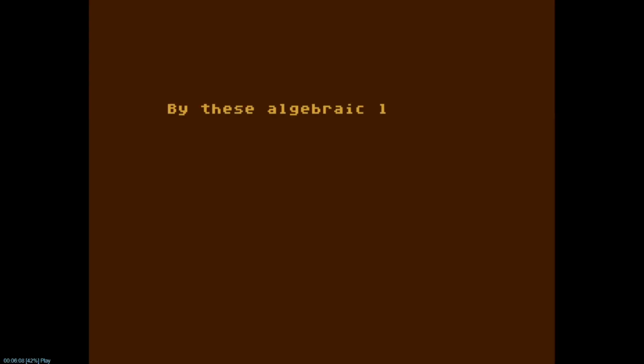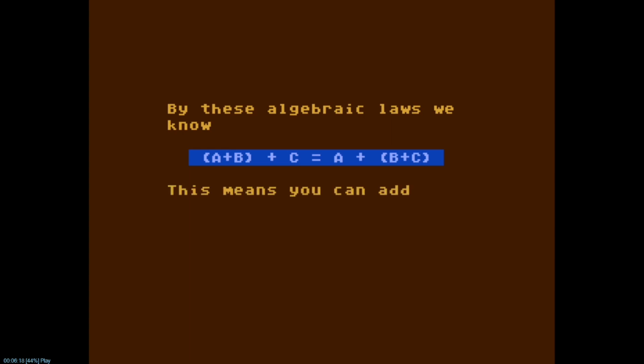By these algebraic laws, we know that (a plus b) plus c is the same as a plus (b plus c). This means you can either add a and b first, then c, or add b and c, then a.